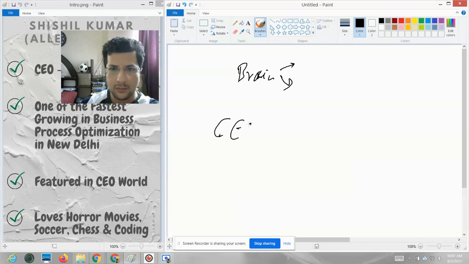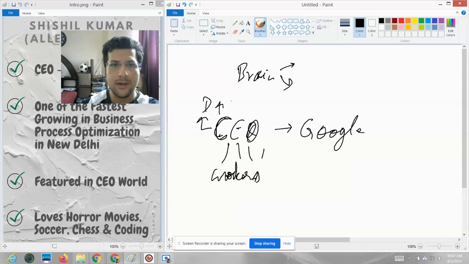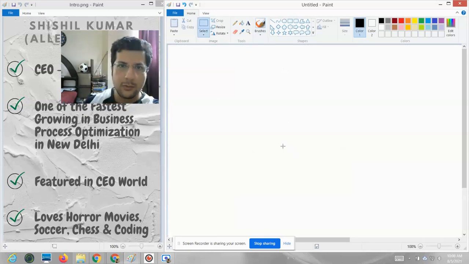But an entrepreneur, for example the CEO of Google or a director, can control his entire company, the workers, but he cannot control some people like the directors or the board directly. So he needs to persuade them. People who are on top of him, he cannot control directly, so he has to persuade them in order to influence them. Similarly, your job is to be able to persuade people.